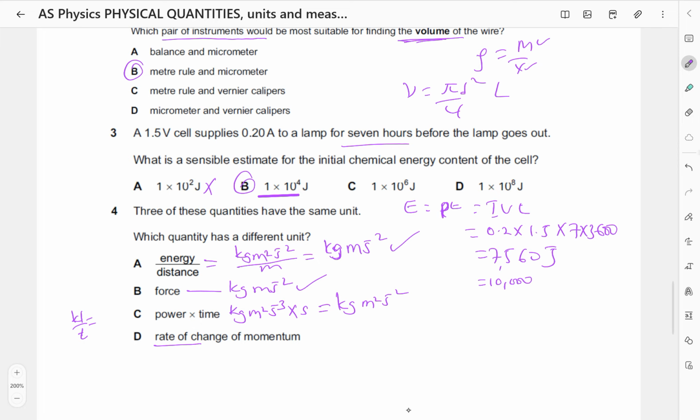Rate of change of momentum. So this is rate of change, that is change in momentum over time. Momentum has units of kilogram meters per second because it is mass times velocity, divided by time, which is seconds. So this gives me kilogram meters per second squared. So this one is the same as the other three, but this one is out. So that one, power times time, has a different unit by looking at the power of m.